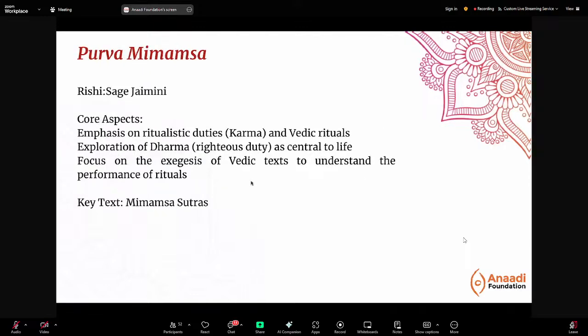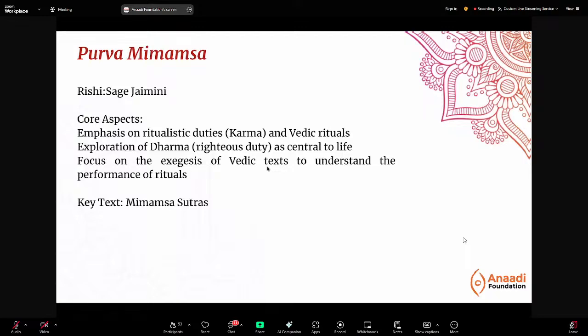Purva Mimamsa, by Jaimini, talks a lot about the Vedic rituals. For Mimamsa, the Vedas are the highest. Vedas are flawless and have to be followed to the letter. The Mimamsa Sutras are the core text.